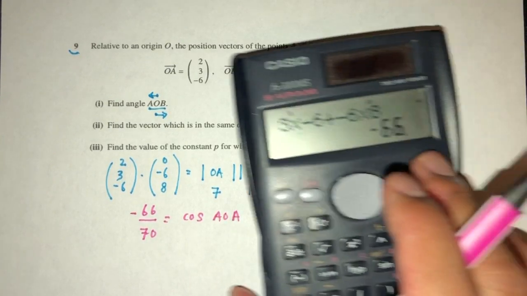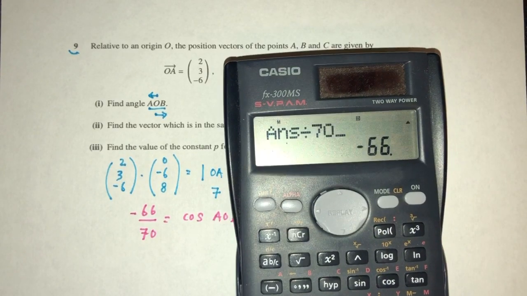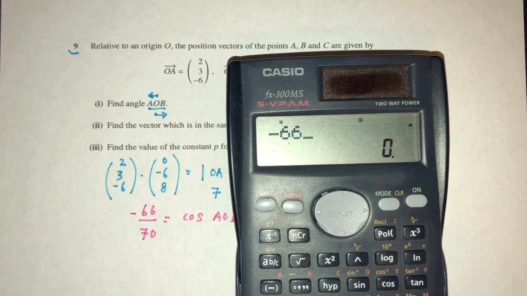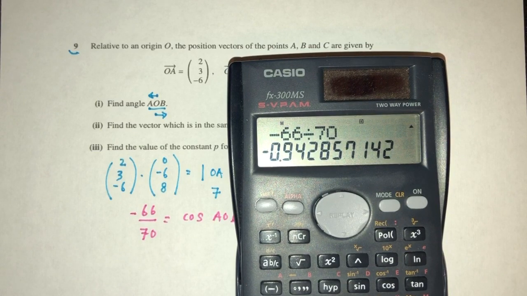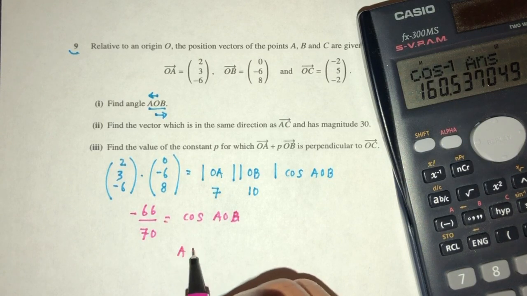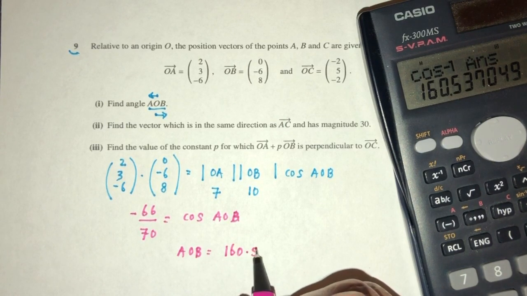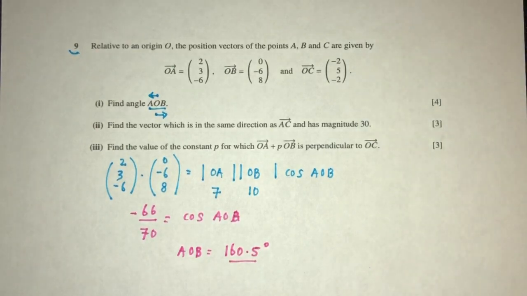Okay, so now we can solve. So minus 66 divided by 70, that should be this. And here we have to find cos inverse of the value. That should be 160.5 degrees, correct to 1 decimal place.